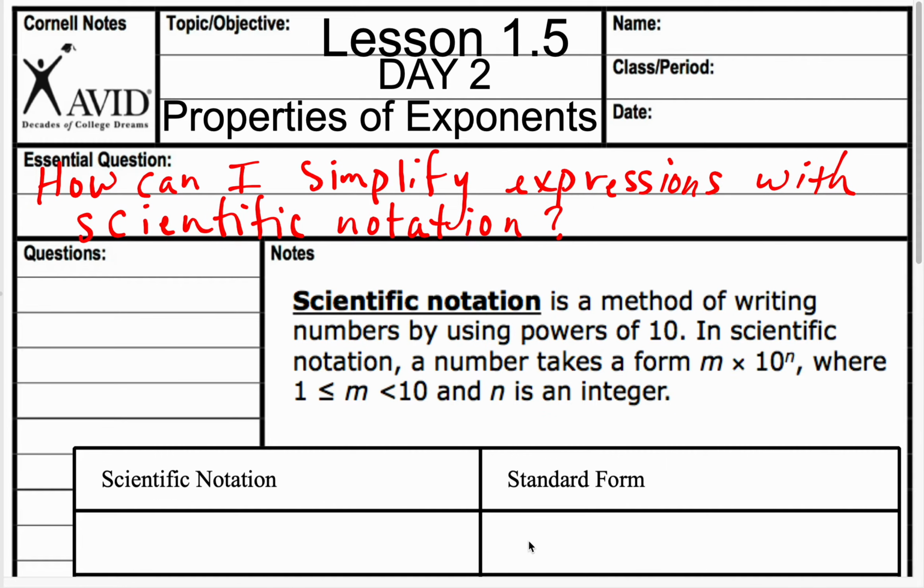Lesson 1.5, Day 2, Properties of Exponents. Please write down the essential question. How can I simplify expressions with scientific notation?